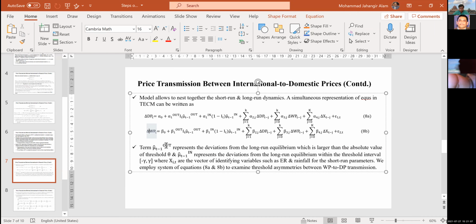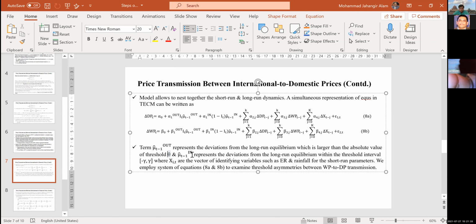So this term represents the deviation from the long-run equilibrium which is larger than the absolute value of the threshold. The threshold should be gamma, not theta, sorry, it's written differently here. It's gamma. This threshold is the transaction cost. So you see how you can link it with the law of one price. It's coming back to my first couple of minutes of discussion about how they are linked, right?